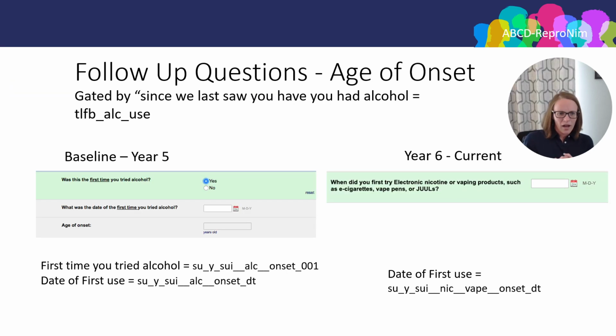The other thing I wanted to highlight again is that we do try to get the best age of onset information we can. So this can be gated based on that. Was this the first time that you tried alcohol or any substance? When did you first try electronic nicotine or vaping products? And we do have this date of first use information. You can also do it just based on their timeline follow-back: when do they first report it in the timeline follow-back versus when they were gated into it the first time they report a substance use.